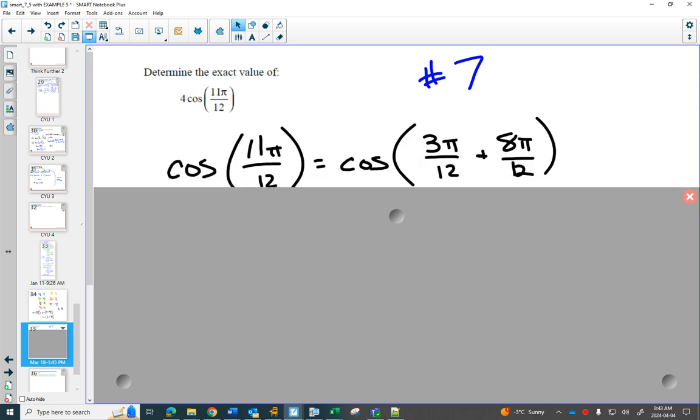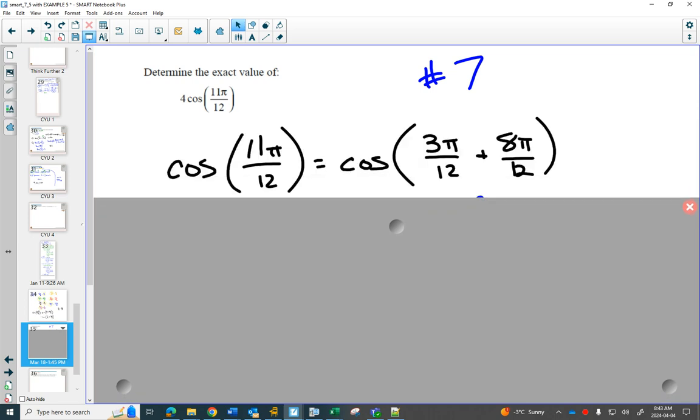So one thing that I might do in this question is just figure out cos of 11 pi over 12 first on its own. Again, I decided I'll just use pi over 4. Pi over 4 is 3 pi over 12. It is very easy to see what the other one has to be because what would add to 11 would have to be 8 pi over 12.